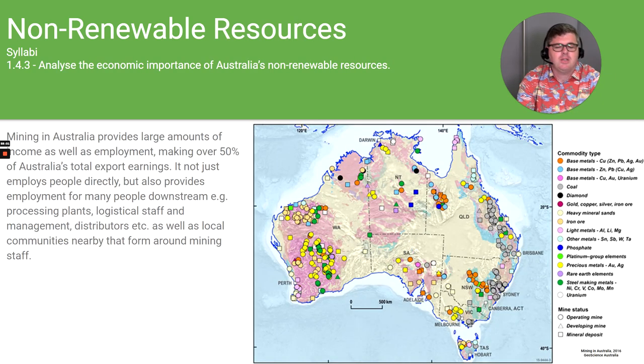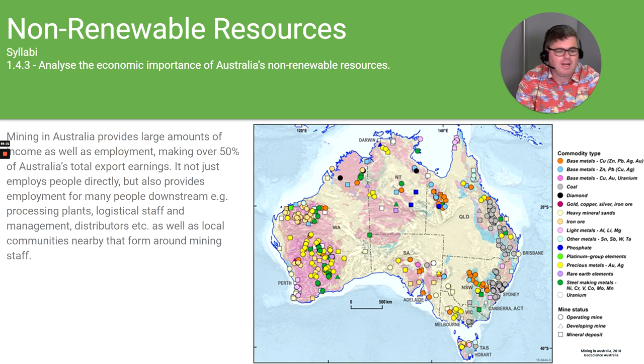Now, Australia is really big on non-renewable resources. As you can see here in this picture, every one of those dots indicates an area where something has either been mined, where they know there's a deposit, or where it's been processed into useful material. Now, as such, over 50% of Australia's total export earnings is based on non-renewable materials, particularly anything that comes from the mining boom. Now, I've been told that the mining boom is eventually going to end, and that makes sense. I mean, eventually you're going to run out of resources.